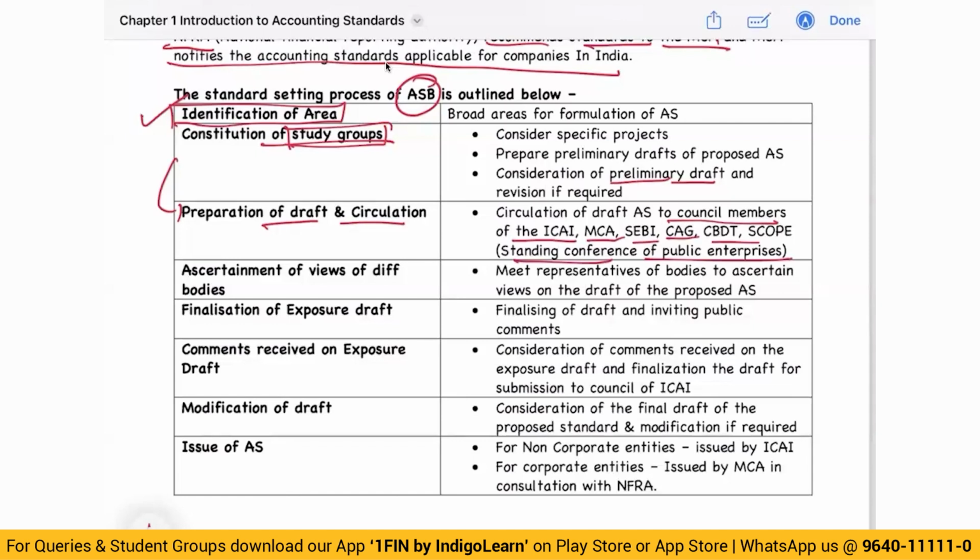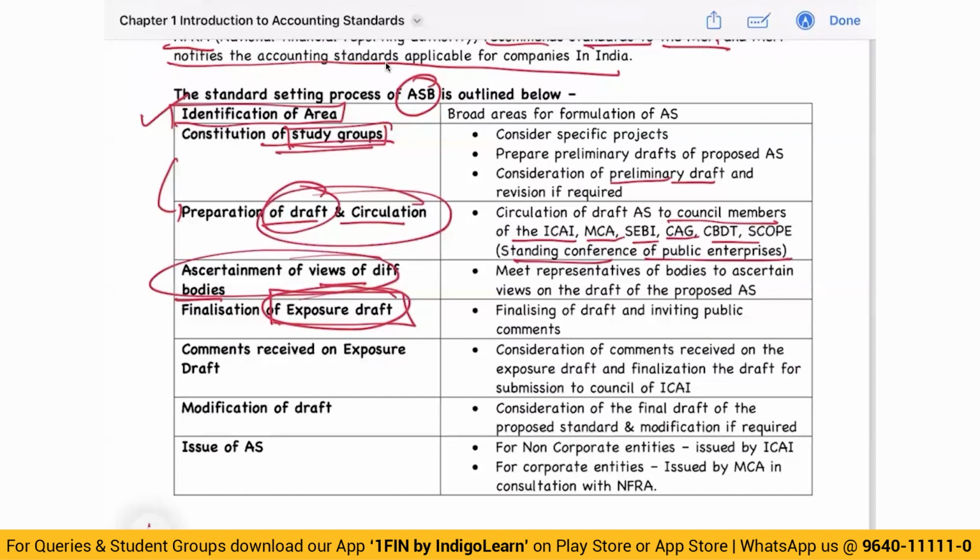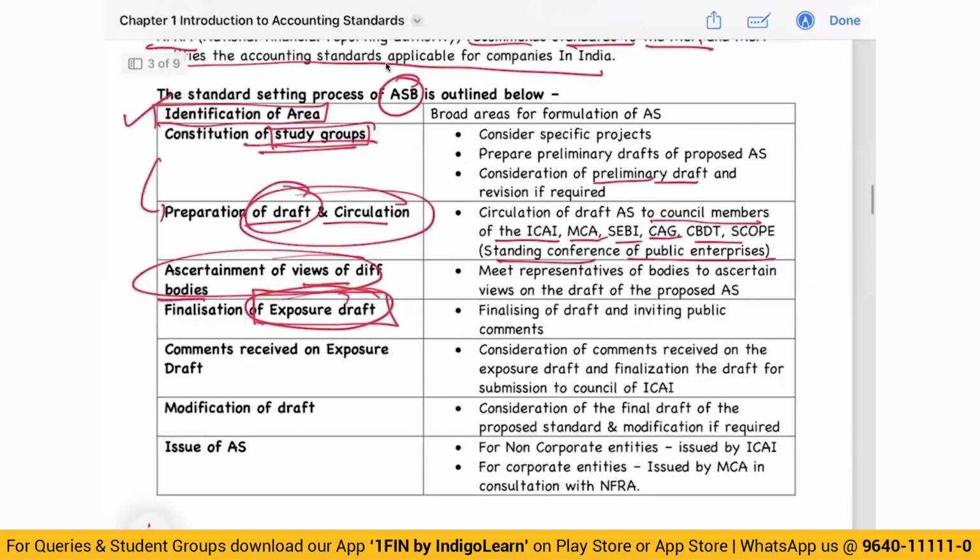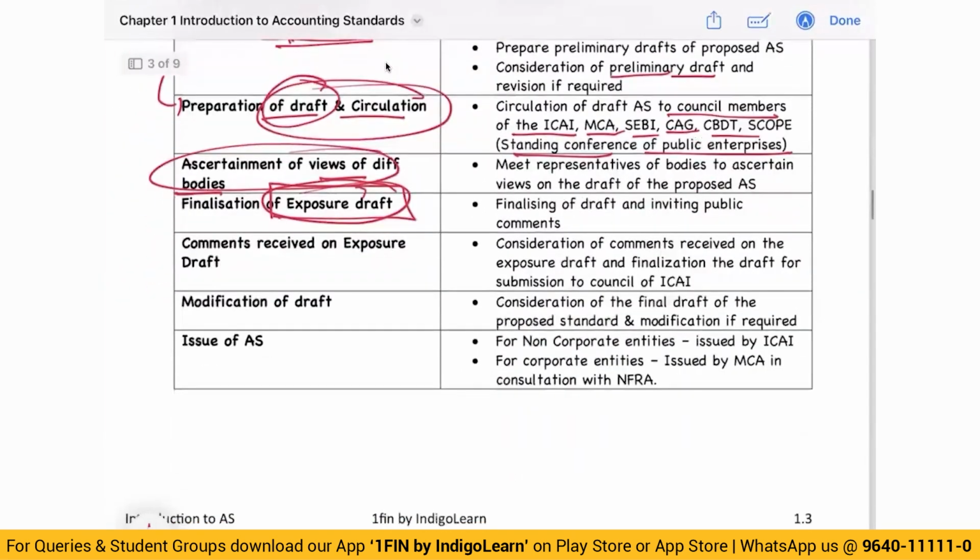Then you will take the views of all these bodies. Then we will finalize something called the exposure draft. This is a draft. Now it is an exposure draft. This exposure draft will be given to the public. So first, they create a group. They will have a draft. They will circulate it amongst the bodies. They will take the views of all the different bodies, and then you will create an exposure draft of the proposed accounting standard. That exposure draft will be given to the public.